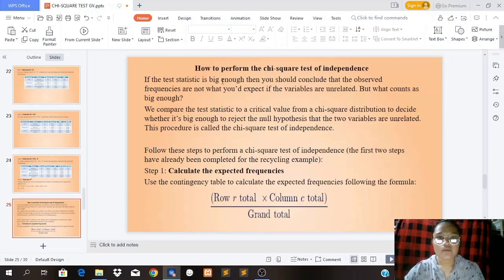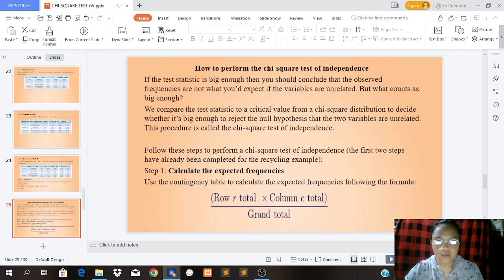Then, how to perform the chi-square test of independence? If the test statistic is big enough, then you should conclude that the observed frequencies are not what you'd expect if the variables are unrelated. But what counts as big enough? We compare the test statistic to a critical value from a chi-square distribution to decide whether it's big enough to reject the null hypothesis that the two variables are unrelated. This procedure is called the chi-square test of independence.